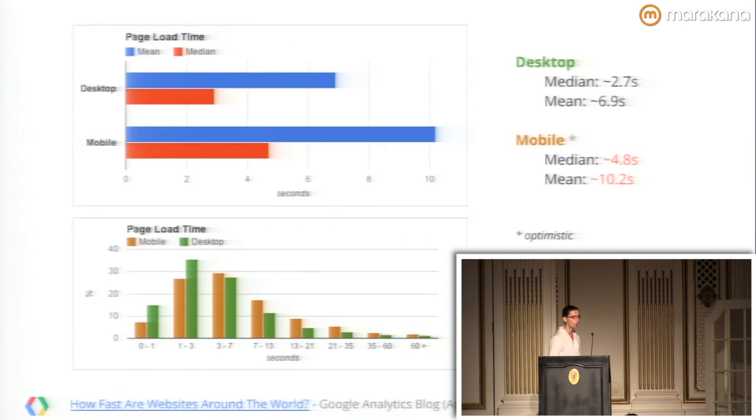So with that in mind, how are we doing today? We did this study with Google Analytics. This is data sampled across hundreds of millions of users with real performance data off their phones and desktop computers all over the web. And it turns out this is data as of April 2012, so 5-6 months ago. The median loading time on the web is about 2.7 seconds, and the mean is 6.9. So it's actually pretty high.